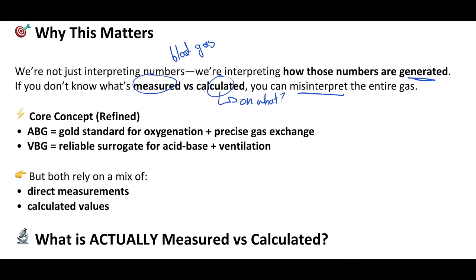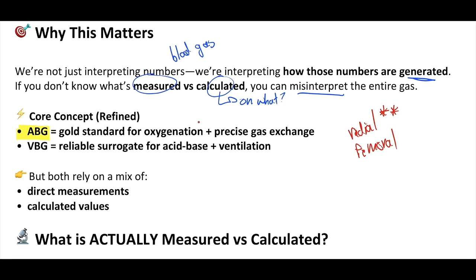So the core concept here: an ABG is an arterial blood gas. This is sampled from the arterial system. Often it's a radial artery that you do a radial artery stick on. You can do it in the femoral artery, not suggesting you should or shouldn't, but most commonly it is from the radial artery. But it's an arterial blood gas sample, so the blood is taken from the arterial system.